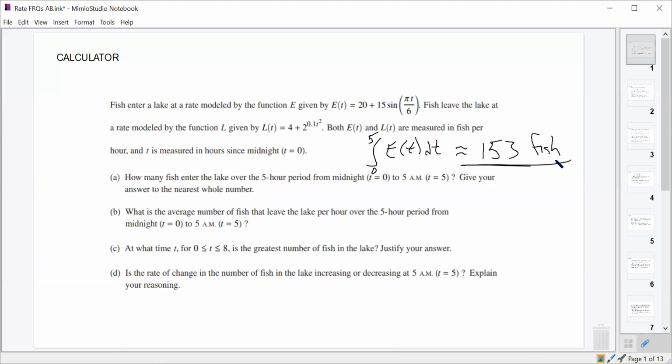What is the average number of fish that leave the lake over the 5-hour period? Well, that's just 1 over 5 minus 0 times the integral from 0 to 5 of L of t, which is? What is it? 6.059? I don't know. Did it say anything about units, fish per hour? I don't think it said anything about units, but fish per hour. Good with those two?